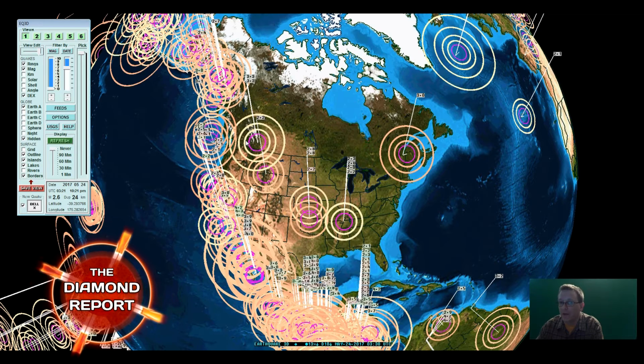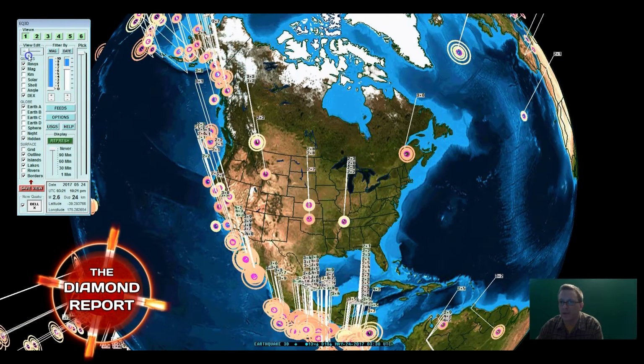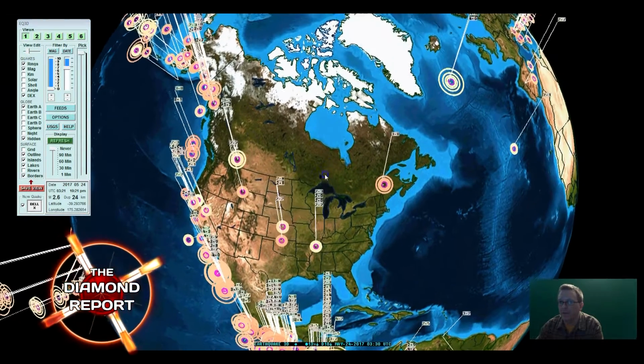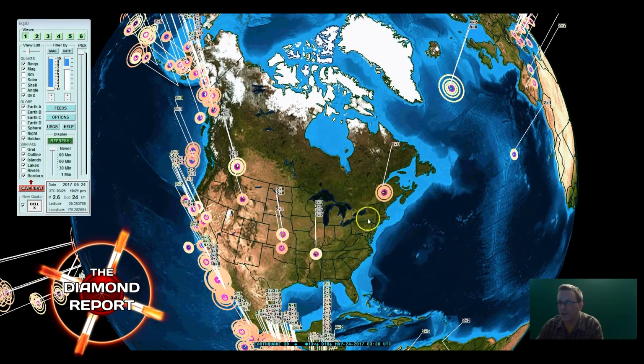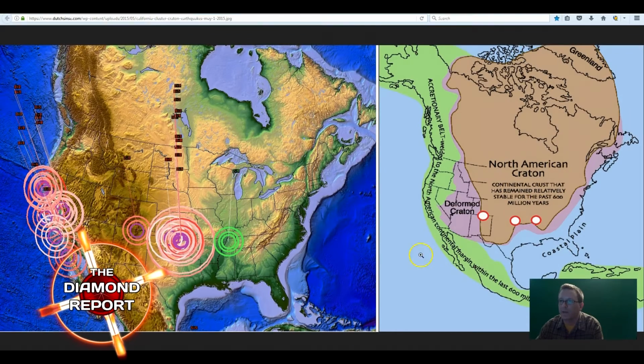And generally the pressure transfers from the west coast eastward, and it goes along the interior edge of the North American craton. If you look at these earthquakes right through here, through the middle part of the country, in this sort of U shape, you'll see them there, and you can see it a little bit better if I turn the rings down. It goes right down through here, and right back up through here. And if you look at the North American craton, here it is right here, this brown mass, this says continental crust that has remained relatively stable for the past 600 million years.